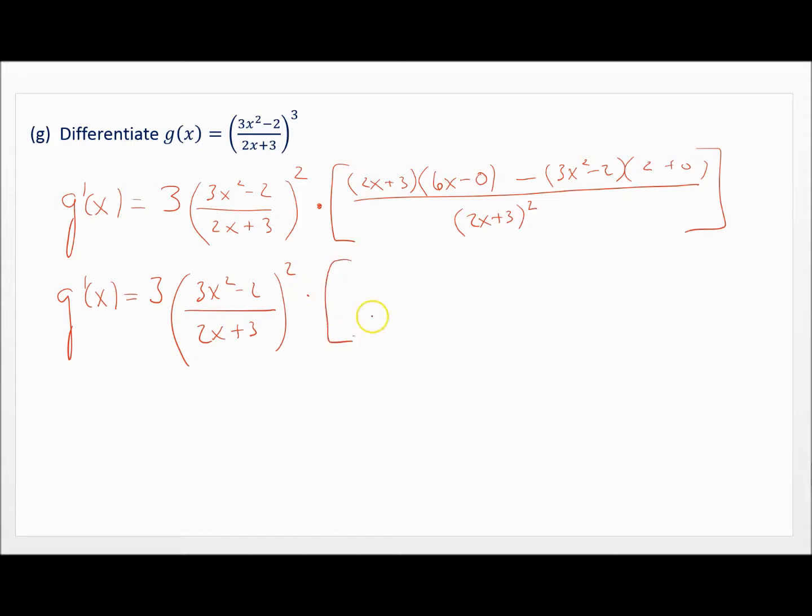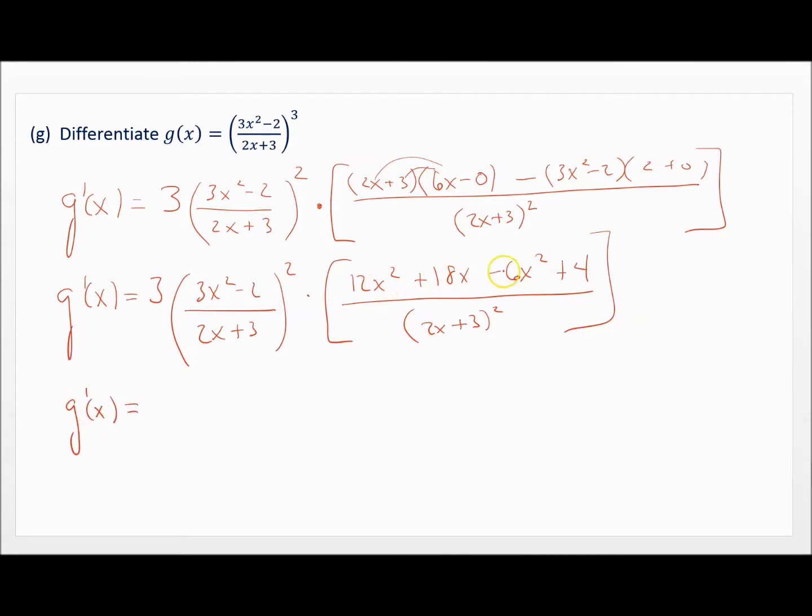okay, so again, 6x times 2x is 12x squared. 6x times 3 is 18x. Over here, negative 2, so this negative times this 2: negative 2 times 3x squared is negative 6x squared. And negative 2 times negative 2 is plus 4. And that's all over our denominator squared down there. And there we are.